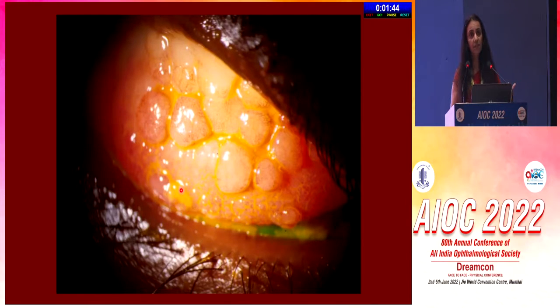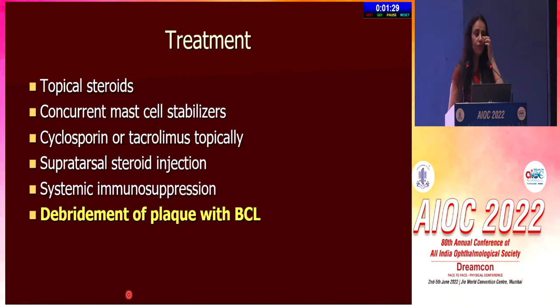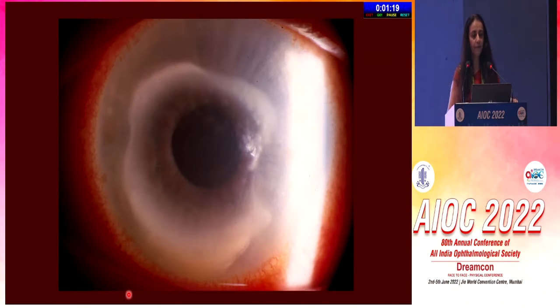Flip the lid and you see that this is a patient with VKC, and what they have is a shield ulcer. It starts out looking like farinaceous, which is sort of like atta thrown on the cornea, and then it combines into this ulcer with this dead material in the center. To treat it, besides the treatment for VKC, you really have to debride this material off of the ulcer and then put a bandage contact lens to put a barrier between the eyelid and the cornea.